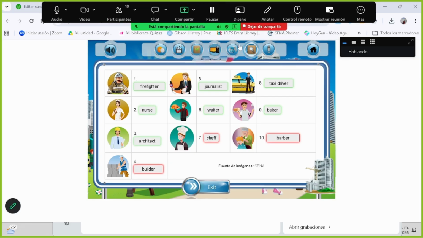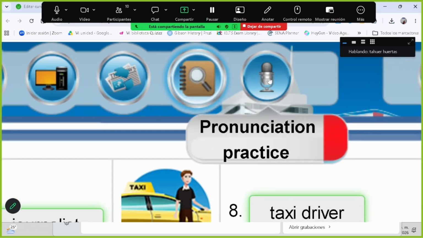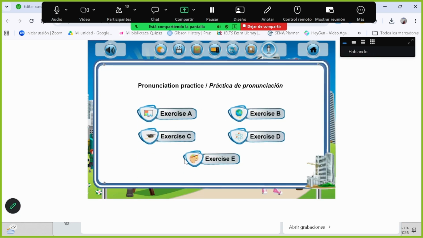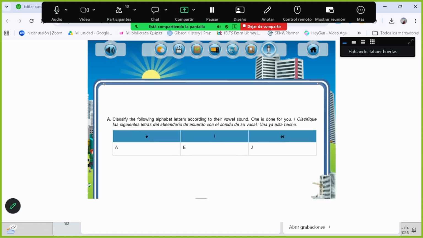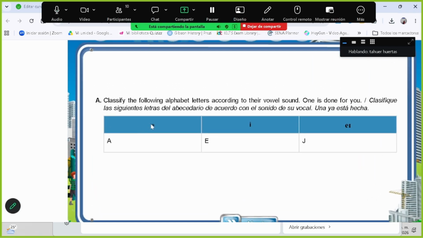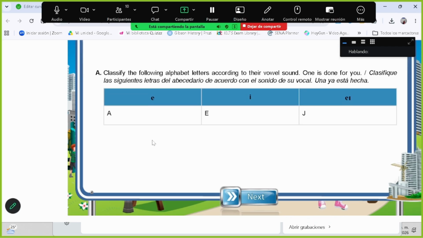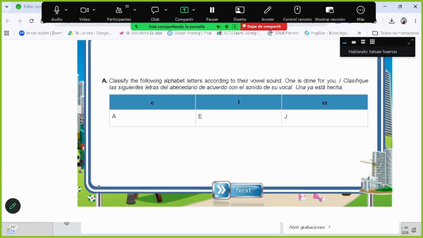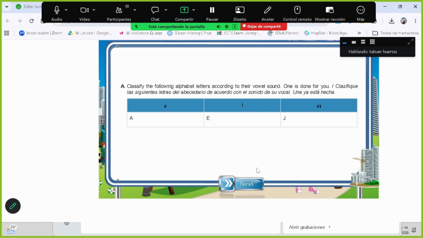And pronunciation practice. The last part. Here we have more exercises. Exercise A. Classify the following alphabet letters according to their vowel sound. One is done for you. Okay. You have to classify the letters according to the vowel sound. One is done for you. Okay, next.